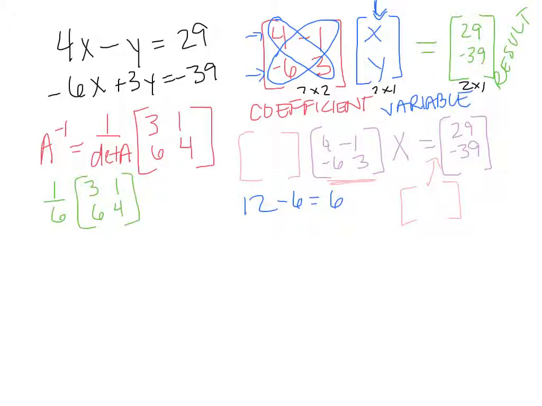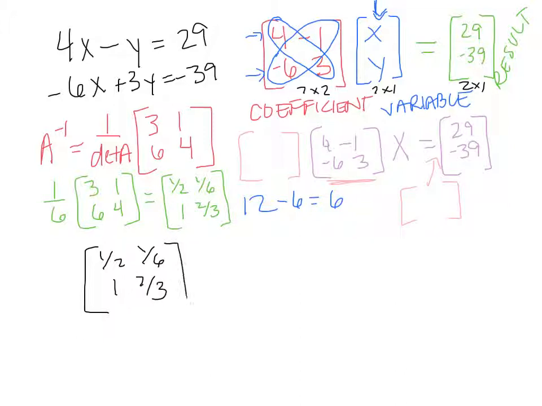Alright, so let's go ahead and do that. And that gets us 1/2, 1/6, 1, and 4/6, which is 2/3. So now that we have A inverse, we can do A inverse B, or A inverse times the resulting matrix. So that's going to look like 1/2, 1/6, 1 and 2/3 times 29 and negative 39.